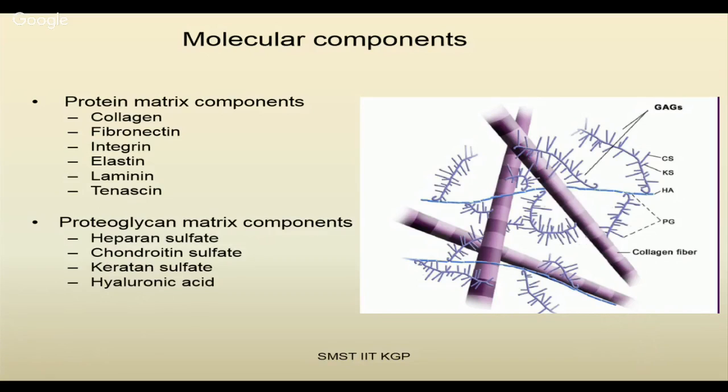Similarly, the fibronectins, integrin. We know that integrin is also a very important molecule. Elastin, laminin. Laminin is a very, very important molecule which is abundant in the basement membrane. Tenascin is also an important protein component of the matrix. These matrices are eventually helpful for cell adhesion also. So proteoglycans like heparan sulfate, chondroitin sulfate, keratan sulfate, hyaluronic acid, these are also components. You can see this is a collagen molecule and different GAGs, glycosaminoglycans: hyaluronic acid, keratan sulfate, chondroitin sulfate. And there are different types of proteoglycans and glycoproteins which are components of the extracellular matrix, and all these matrices have their own important role.